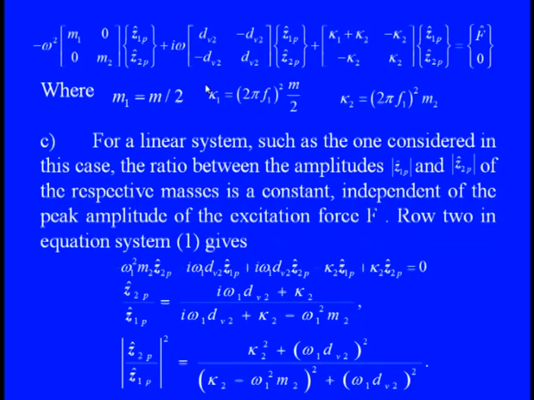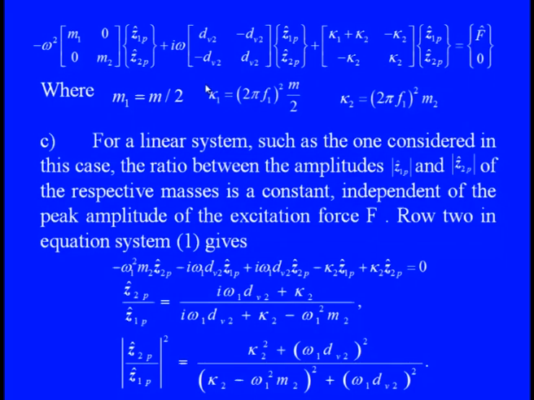So we can keep and we can get all the things. The last part was, for a linear system, we are considering that the ratio between the amplitudes z1p and z2p is constant and independent of the peak amplitude of the excitation force f. Then we can get the ratios and find the relative displacements of the masses m1 and m2 with these peak amplitudes.